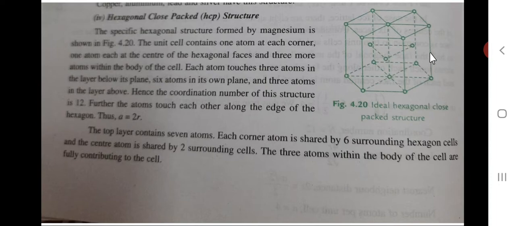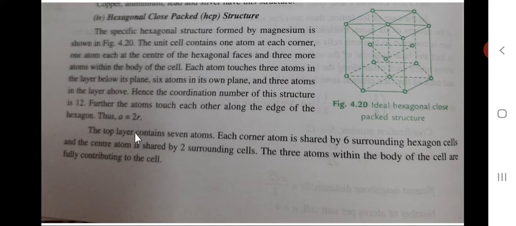This is hexagonal close pack structure. The top layer contains 7 atoms. Each corner atom is shared by 6 surrounding hexagon cells, and the center atom is shared by 2 surrounding cells. The 3 atoms within the body of the cell fully contribute to the unit cell. Thus the total number of atoms in the unit cell is 3/2 plus 3/2 plus 3, which is equal to 6.